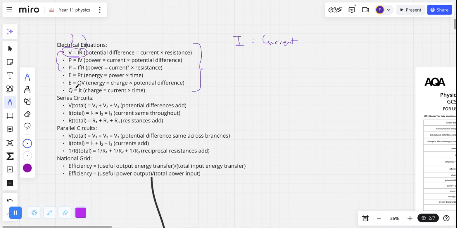The other annoying one is this, Q. Q is the symbol for charge. Okay. So now I'm going to talk about the units. The units for current are amps, and these you have to get used to. And the unit for charge is a coulomb. Most of these you will be given.